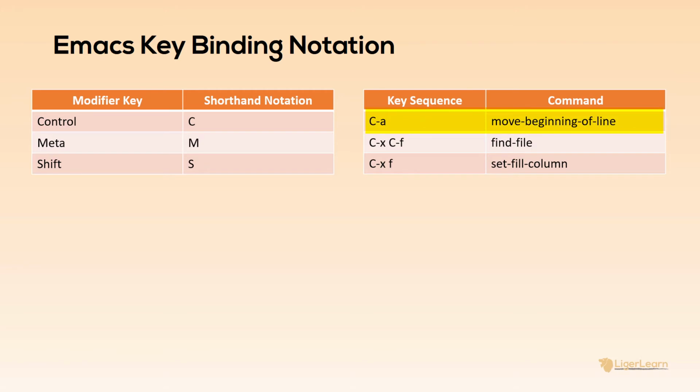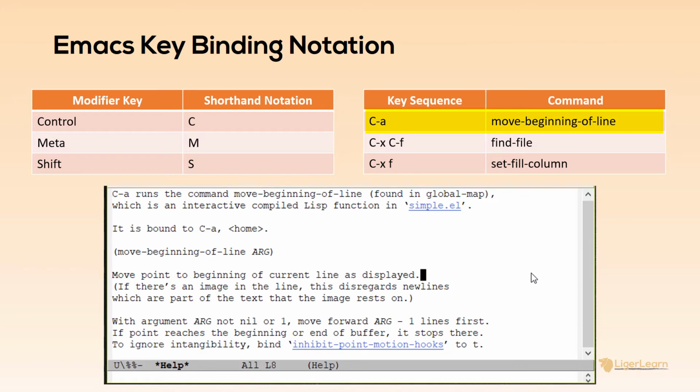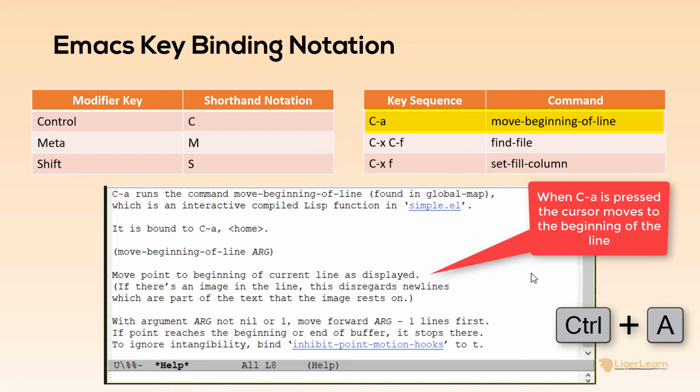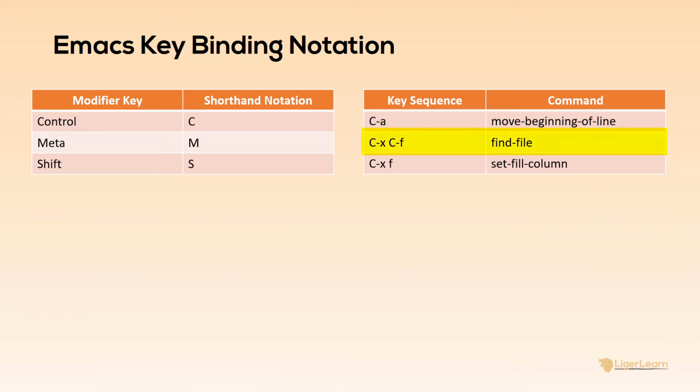So, for example, C-A runs the command move beginning of line, and the way to enter this key sequence is to hold Control down and press A. When a key sequence has a space in it, that means anything before the space is a prefix. So, in the key sequence Ctrl+X, Ctrl+F, the Ctrl+X is a prefix.